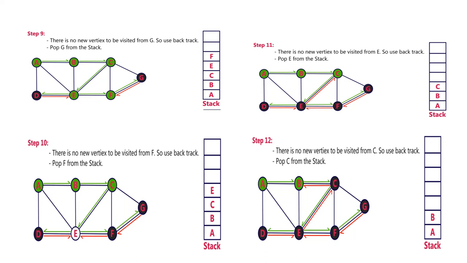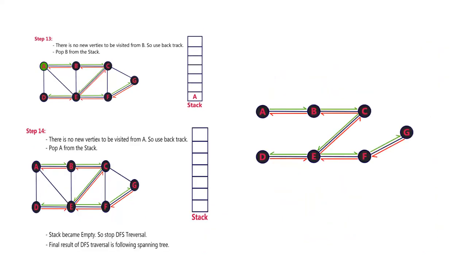So we are going to do the backtracking and come back to C, then come back to B, and then come back to A. Likewise, we come back to the starting vertex and all the vertices which are on the stack are removed. Now, this is the final spanning tree: from A to B, B to C, C to E, E to F, F to G, and backtracking coming back to F, then E, then C, B and A.